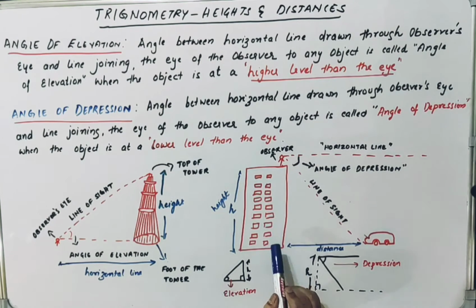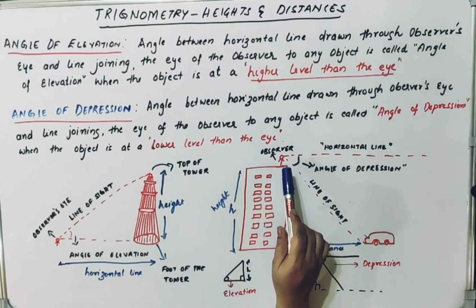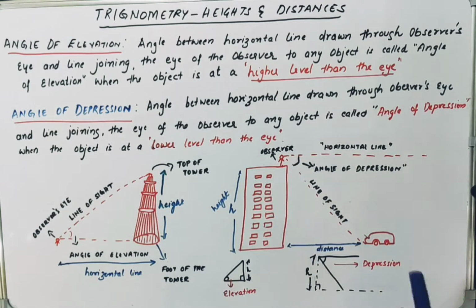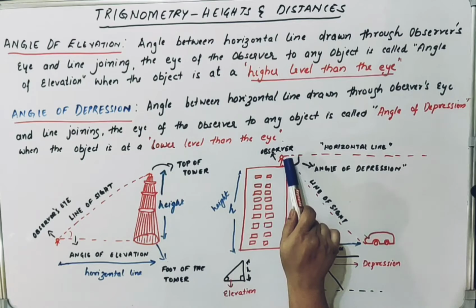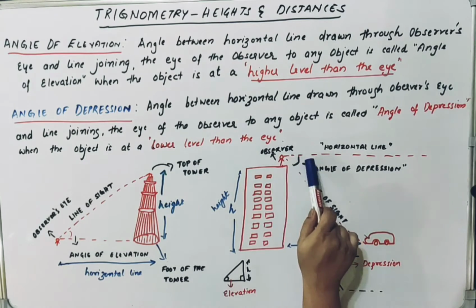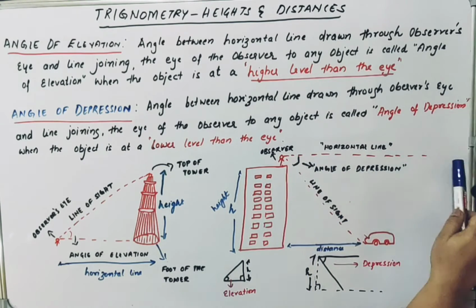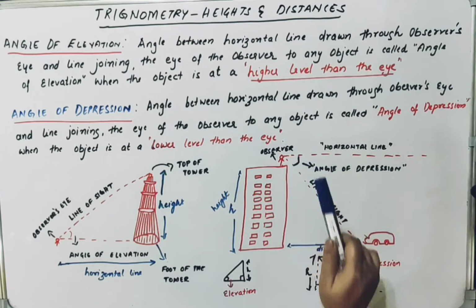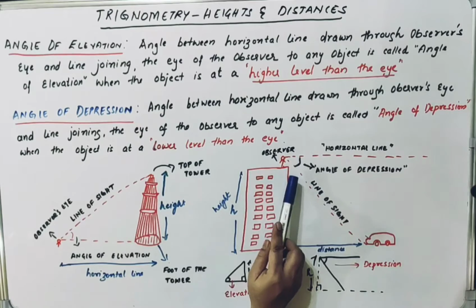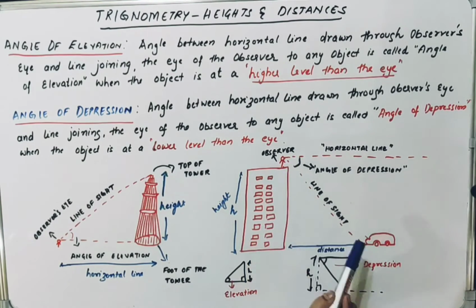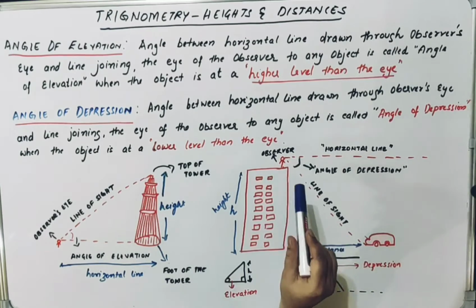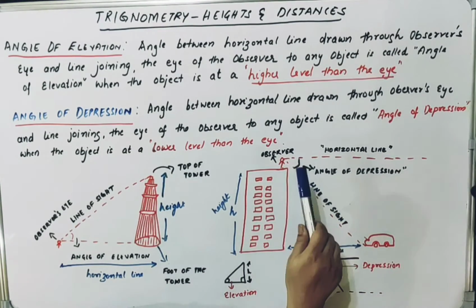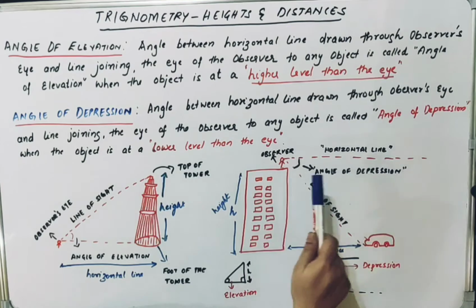Now, there is another case where the person is standing on top of the building, right? In this case, the horizontal line is nothing but the line from the observer's eye that goes straight. It's a straight line from the observer's eye. So this entire line is called horizontal line. Now, there is also a line of sight from the observer's eye till the base of the vehicle. So this is called a line of sight. The angle between the horizontal line and the line of sight is called the angle of depression.